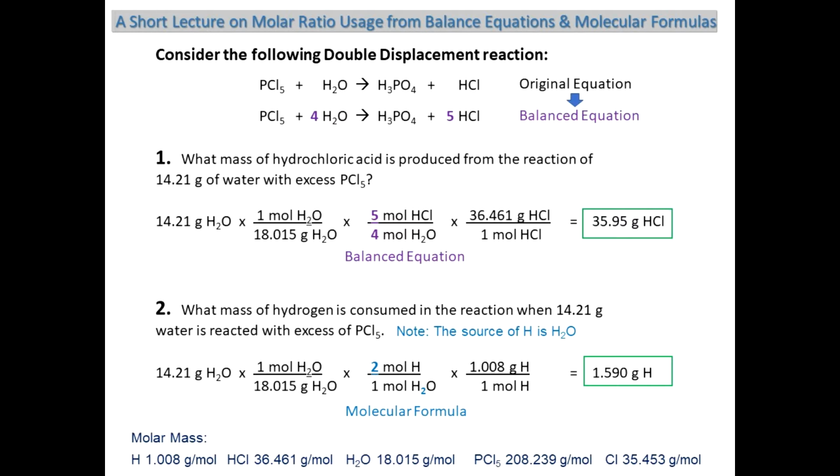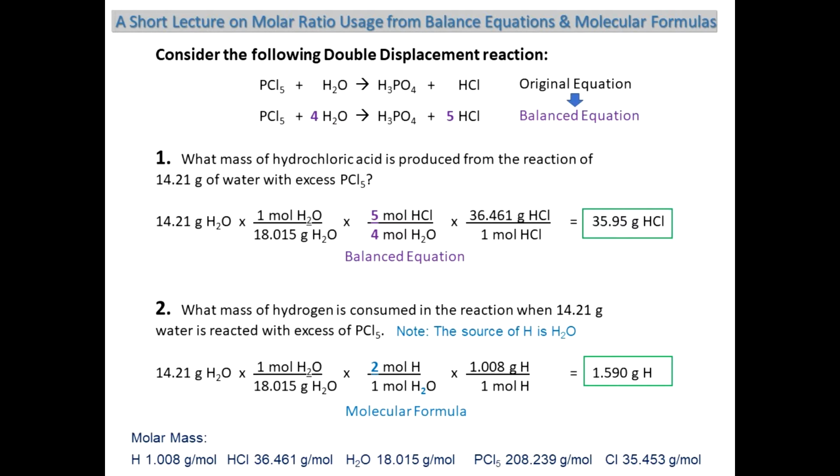It can be balanced by adding a coefficient of 4 in front of water and a coefficient of 5 in front of HCl. Once you have the balanced equation, which is perhaps the most important step in this entire problem, then you can proceed to answer the questions.